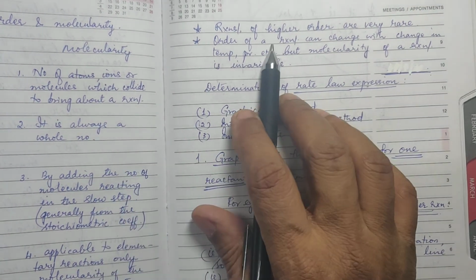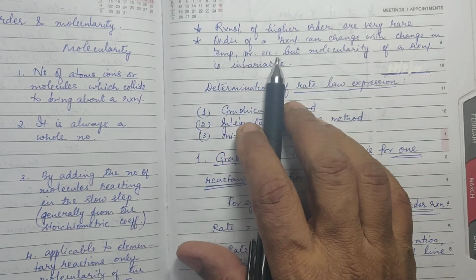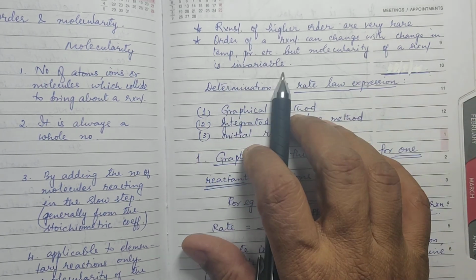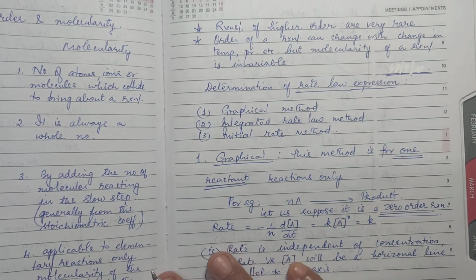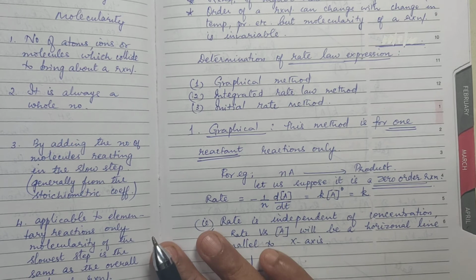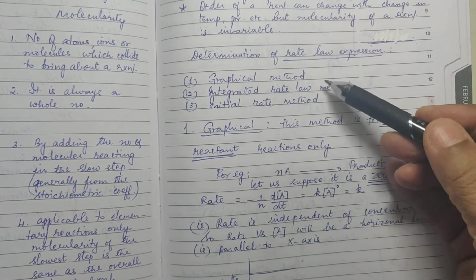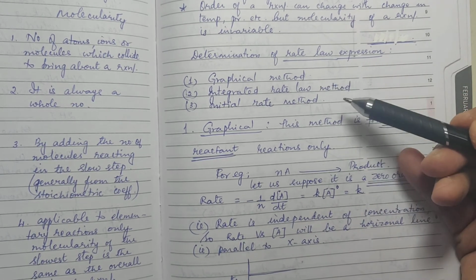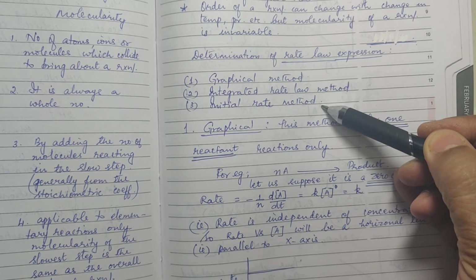Then the order of a reaction can change with change in temperature, pressure, etc. But the molecularity of a reaction is invariable. It does not change. Okay. Now let us see how to determine the rate law expression. The rate law expression can be determined by different methods. One is the graphical method, then the integrated rate law method, and the initial rate method.